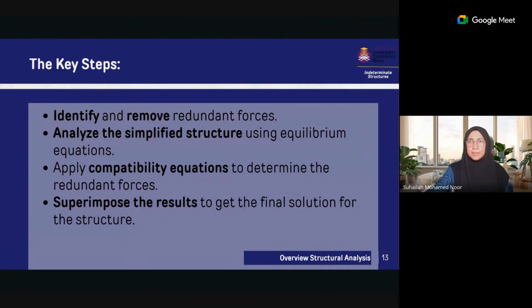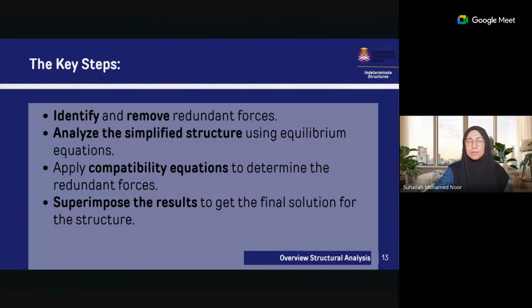Okay, this is the key step. We have to identify and remove redundants. One degree of indeterminacy (DOI), we have to remove one redundant. Two DOI, we have to remove two redundants. After removing the redundants from the system, we will have a determinate system. And this determinate system is called the primary structure.